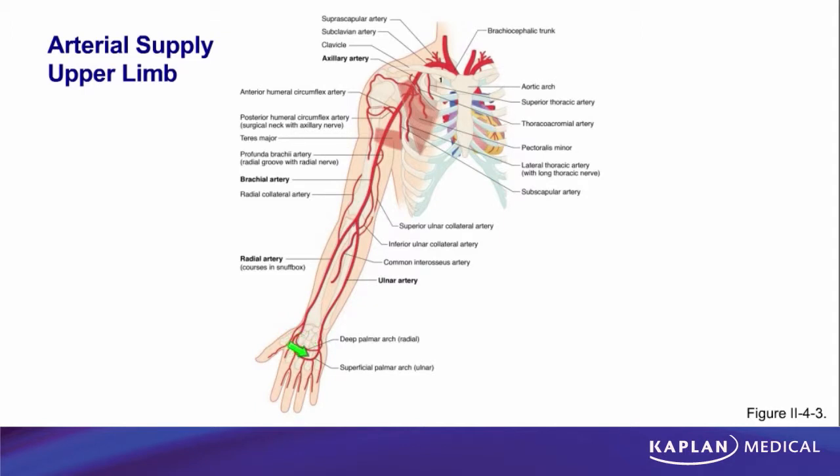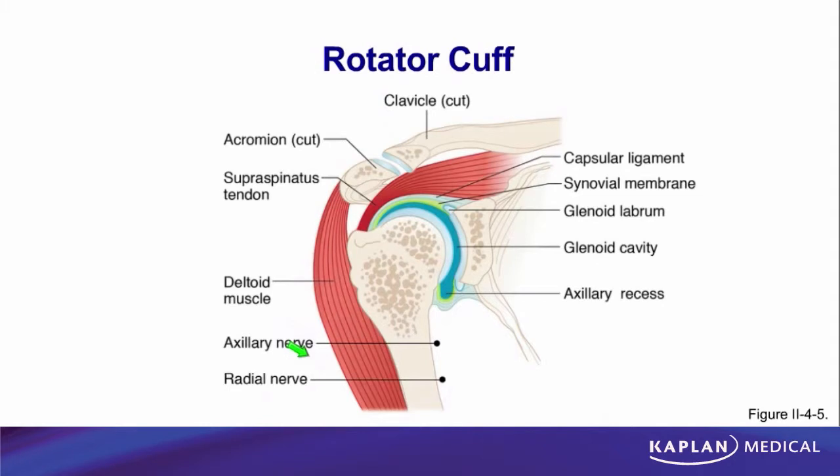Okay, that's all we'll say about the arterial supply. Let's turn to a couple of issues of skeletal injury. We'll start with the shoulder.